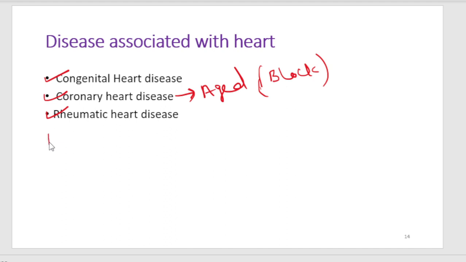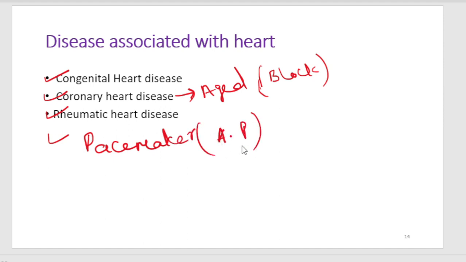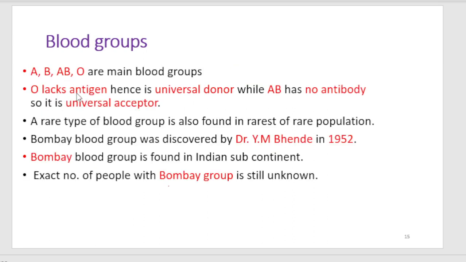And there is one more component which you must have heard about: the pacemaker. This acts as an artificial pumping system. Whenever your heart is not pumping properly, this artificial pump, which is called a pacemaker, is fitted in the body of the patient. Now come to the next topic, that is blood group.